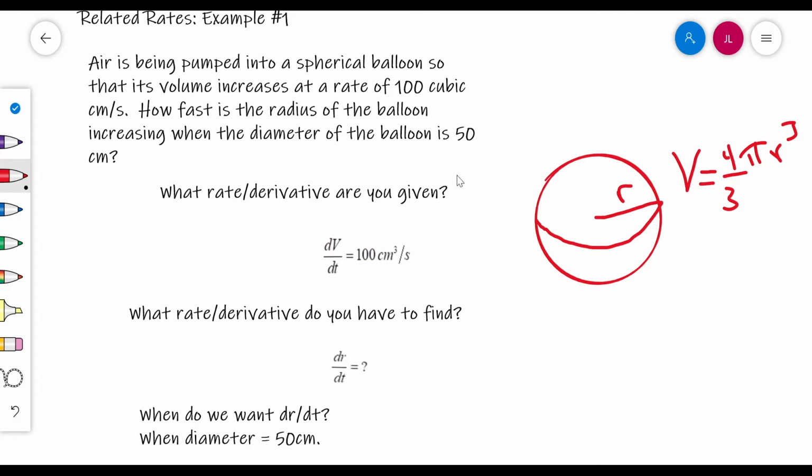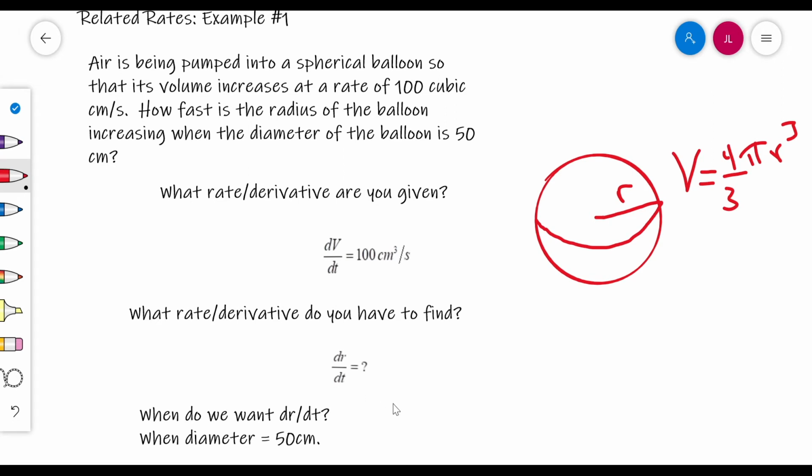So in all of these problems, we ask ourselves, what derivative do we have? What were we given? And in this case, it's very clear. We were given dV/dt, the rate that the volume increases, and we're told it's 100 cubic centimeters a second. So we write that down. And then what derivative do you have to find? That's always how these problems go. You're given a derivative or two, and you have to find one. We have to find how fast the radius increases when the volume is increasing at a rate of 100 cubic centimeters a second.